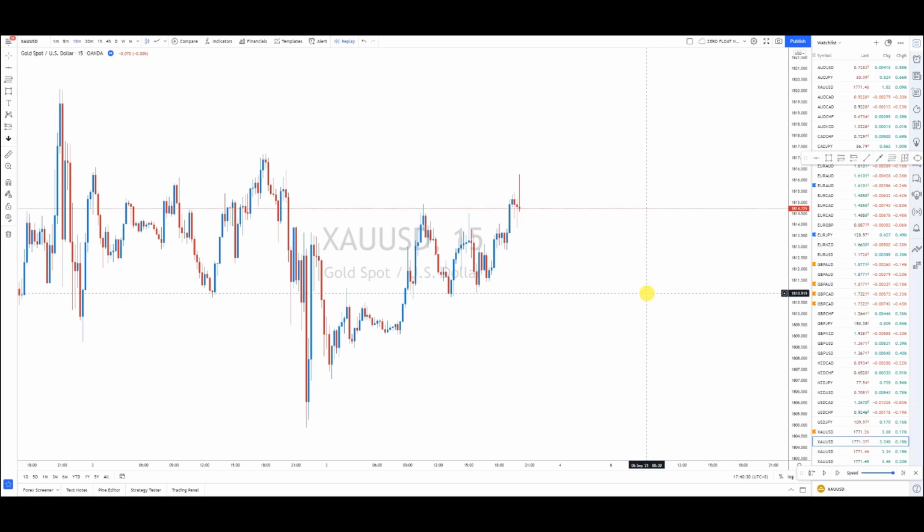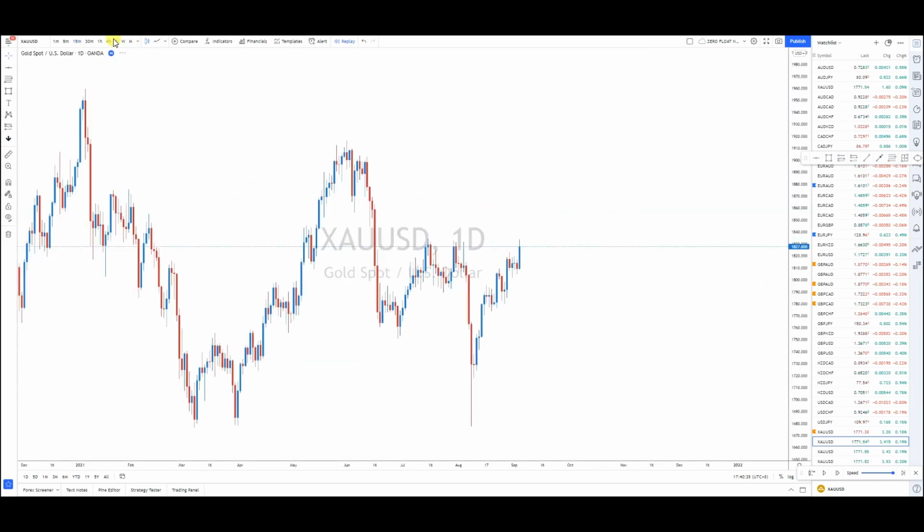Good day, traders. I'm going to show you the NFP that happens on the 3rd of September. As you can see, in the daily time frame, this is an upward trend. So we have the structure: high, low, higher high, higher low, higher high, higher low, and so on. Okay, so we are on the uptrend.